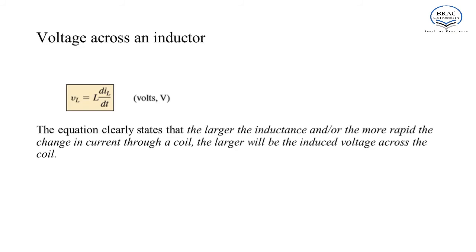Voltage across an inductor. The voltage across an inductor can also be expressed using this formula, that is VL equals L dIL by dt. The equation clearly states that the larger the inductance and/or the more rapid the change in current through a coil, the larger will be the induced voltage across the coil.